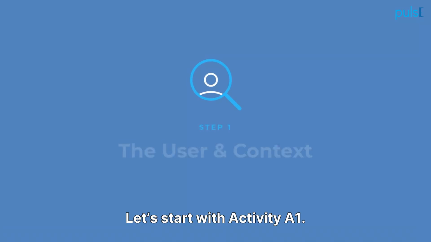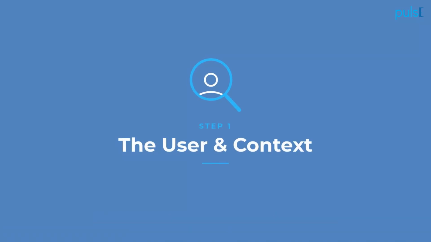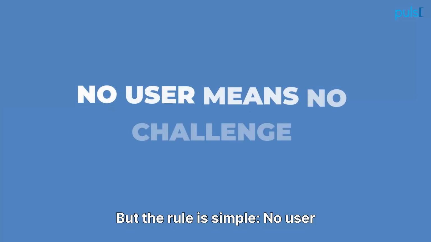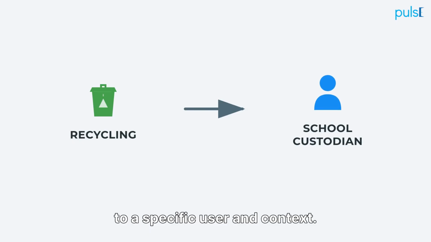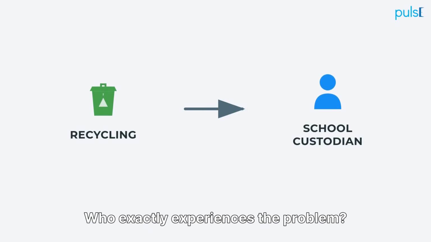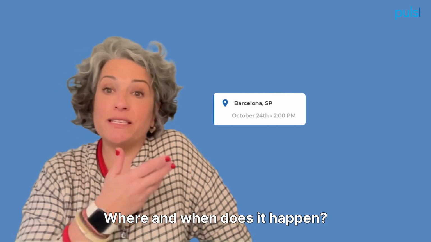Let's start with activity A1. A common mistake is starting with a vague topic. But the rule is simple: no user means no challenge. You must move from a general topic to a specific user and context. Who exactly experiences the problem? Where and when does it happen?